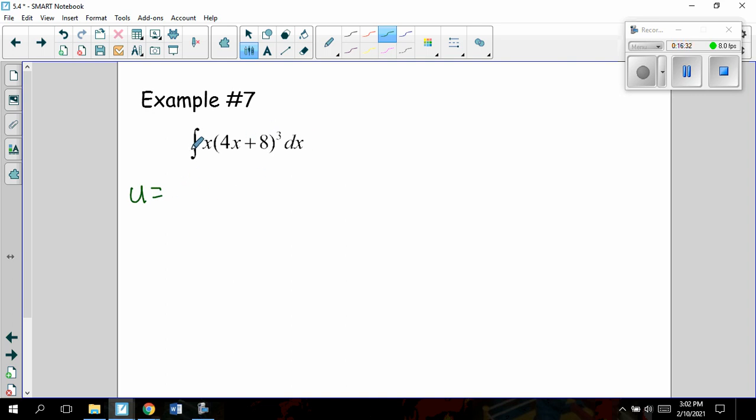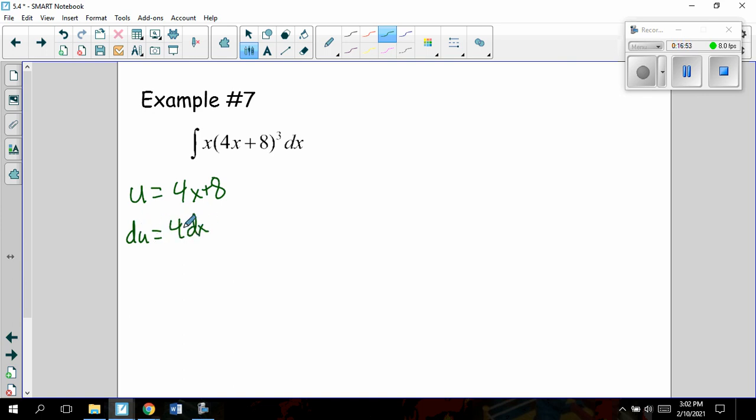All right, my only option for u, because of this cubed, is that 4x plus 8. There's no other way, unless you multiply it all out, which sounds terrible. You can't distribute x in because your cubic would have to be done first. So there's really no simplifying. And so I make my u and I find my derivative.